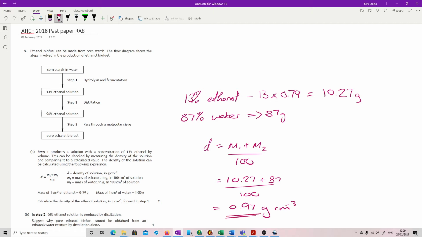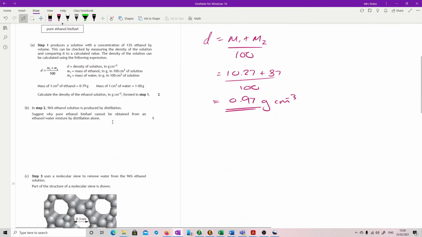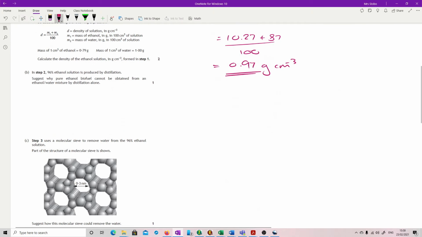Okay. Right, it says 96% ethanol is produced by distillation. Suggest why pure ethanol biofuel cannot be obtained from an ethanol water mixture. Well, you don't necessarily have to know the information, but I would expect you to have a reasonable reason why this is not going to work. You can't separate things really well by distillation if their boiling points are close together. And ethanol and water really are.